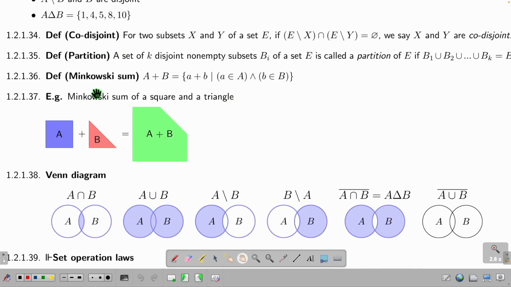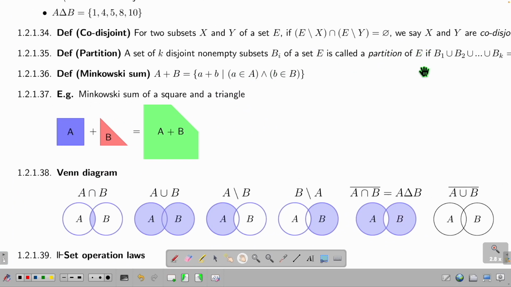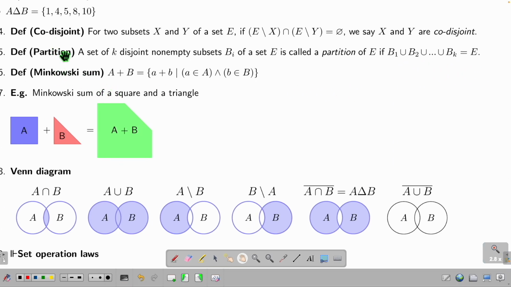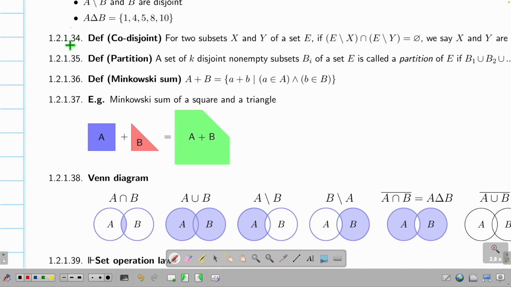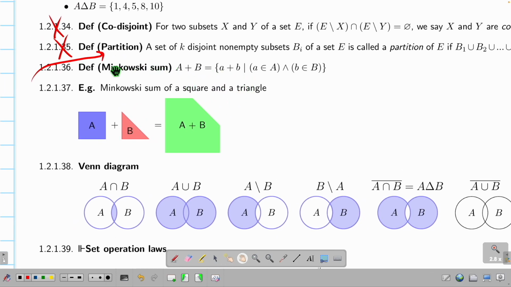And then here are some funny things. If I have a set E, and X and Y are subsets of E, and if this is true, we call them co-disjoint, and we have some partition. Basically it means I have a bunch of subsets, and I take the union of all of them, which gives me back E. Then it's like a split. You don't need to care about this too much. This one forms the basis of something called combinatorics, and actually I will teach combinatorics in the other class, the math for CS students.